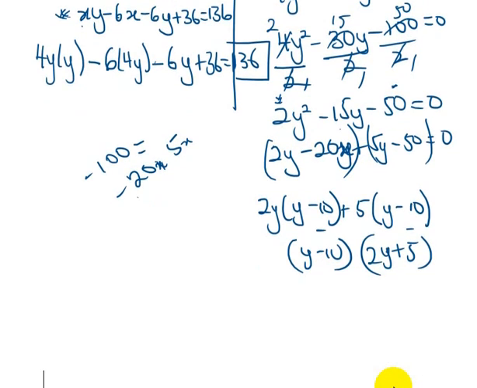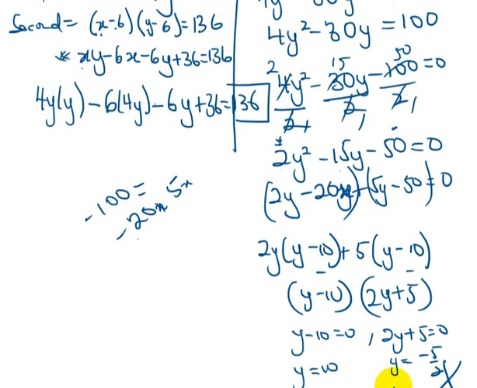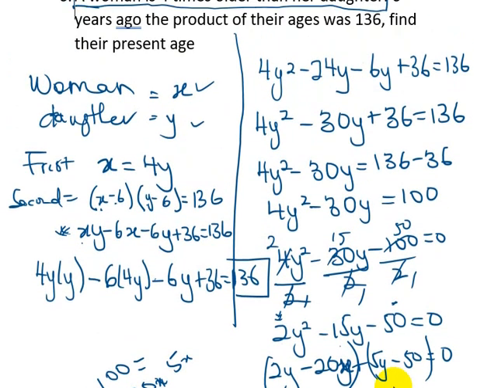Now from there, we equate each of them to 0. So we're going to get y minus 10 equal to 0 and 2y plus 5 equal to 0. For the first one, we are going to get y being equal to 10. And the second one, we are going to get y equal to minus 5 over 2. And the ages of humans is not in fractions. So this one is wrong. So we are going for the y. The age is y. That's the child's age is y.